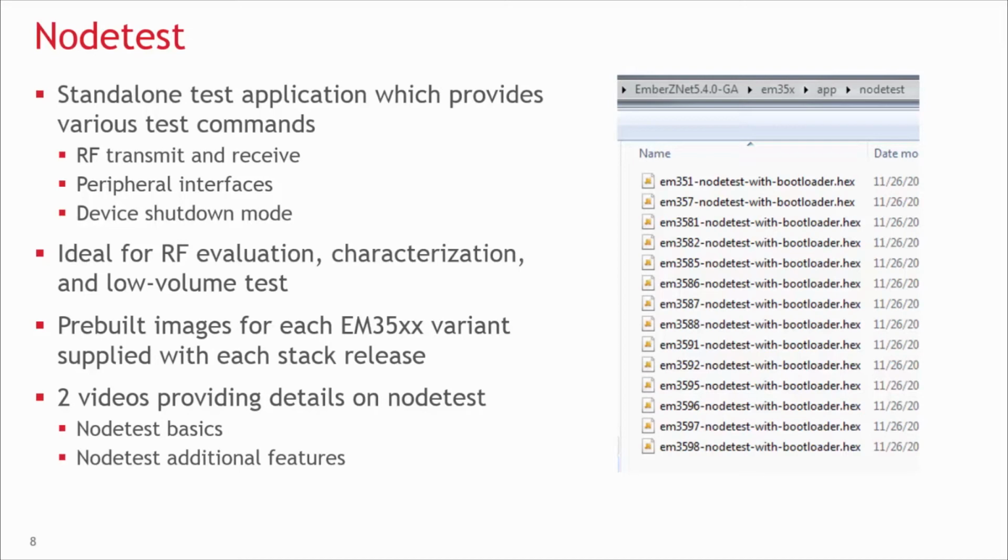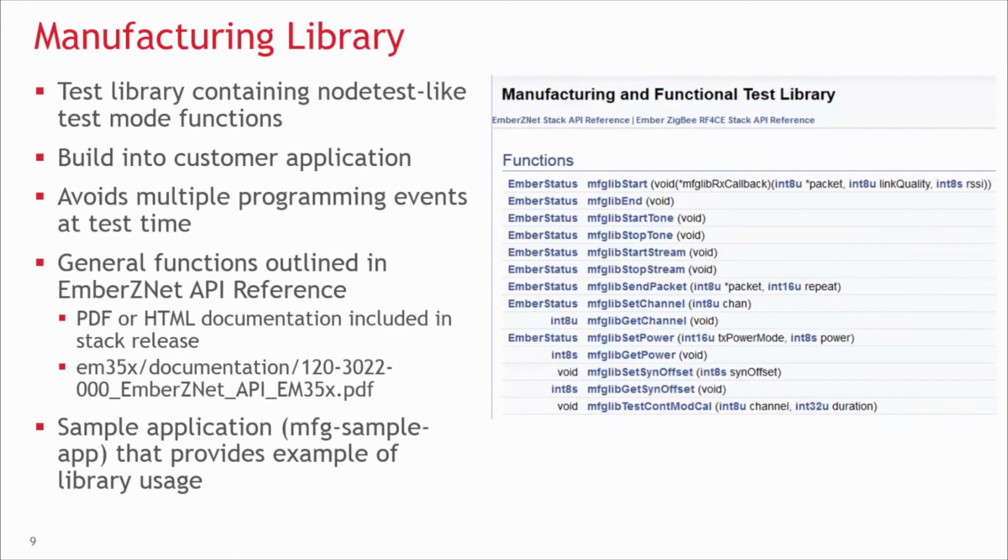Pre-built images for each EM35xx device variant are supplied with each Ember ZNet stack release, as shown in the image at the right. For additional information on Nodetest, training videos, Nodetest Basics, and Nodetest additional features are a good starting point, as well as AN700 and AN710. Manufacturing Library is a test library that contains Nodetest-like test mode functions.